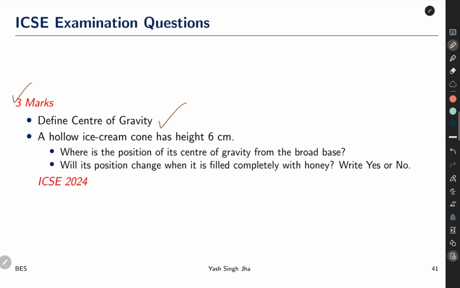A hollow ice cream cone has height 6 centimeter. So I have a cone and they say that the height is 6 centimeter. So this is 6 centimeter and it is hollow.